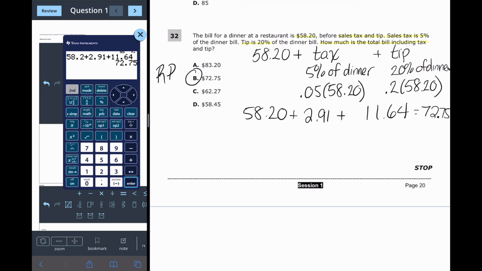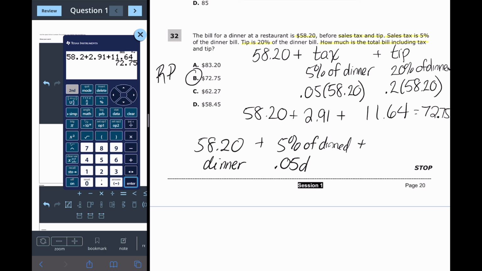Because remember, same method, we have $58.20, which is our dinner. Then we want the tax, which is 5% of the dinner. So let's say I wrote this as 5% of whatever the dinner costs. And then we want the tip, which is 20% of the dinner, which is the same as 0.20 times whatever the dinner costs. So what do you notice here? I notice that here I have some like terms because I want 5% of the dinner and I want 20% of the dinner.